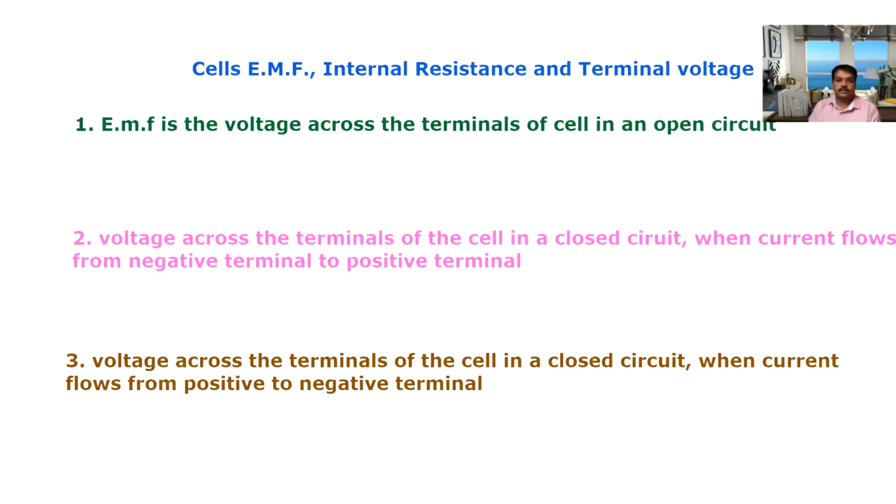Consider a cell with positive and negative terminals. Across these two terminals, the voltage that lies is known as the electromotive force of the cell. Then the voltage across the terminals of the cell is equal to the EMF.